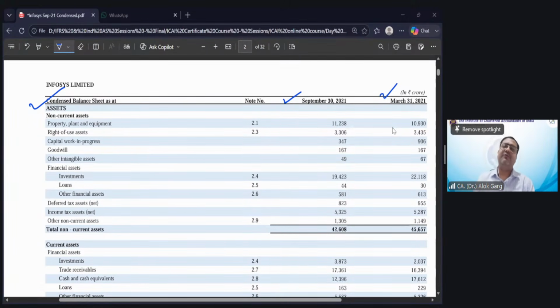So Ind AS 34 says that whenever you prepare the interim financial statement, meaning a financial statement for an interim period.